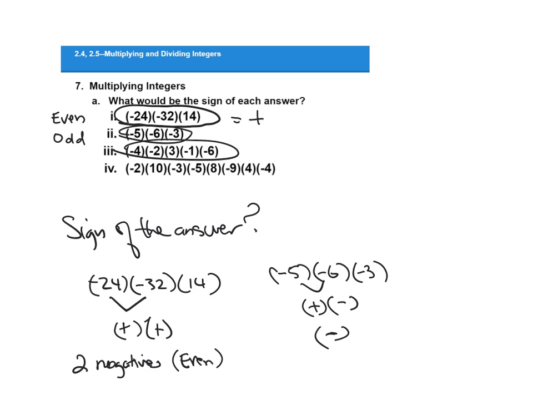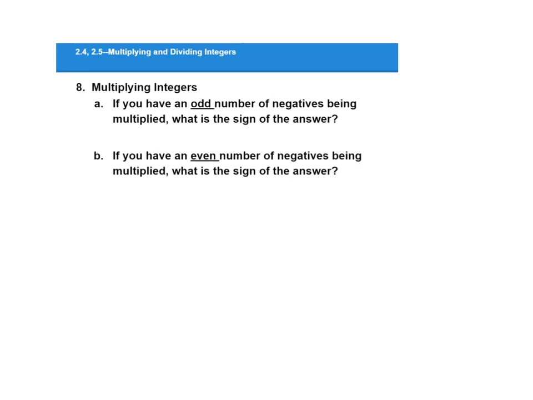Number 3, you've got 1, 2, 3, you've got 4 negatives, which is an even number, so you know that answer is going to end up being positive. And then 4, you've got 1, 2, 3, 4, 5, so you've got an odd number, so your answer sign will be negative. And then there's your rules based on odd and even number of negatives.